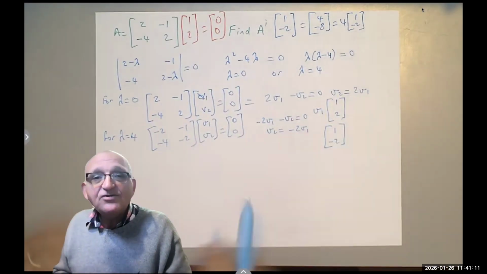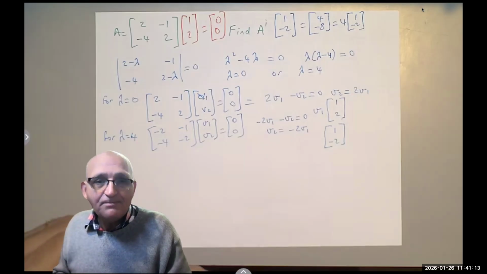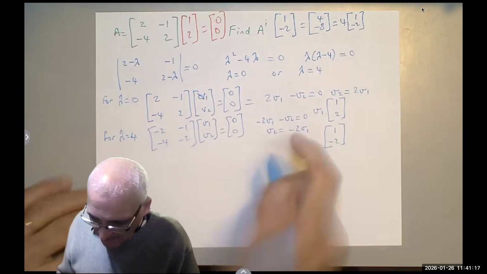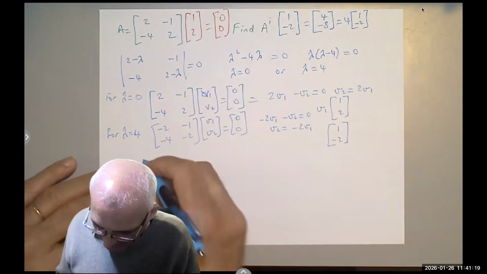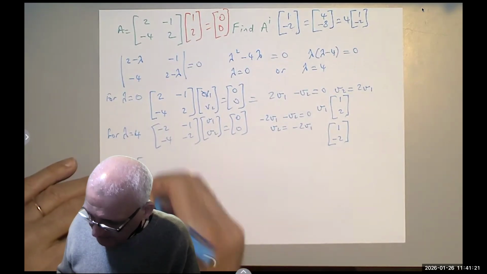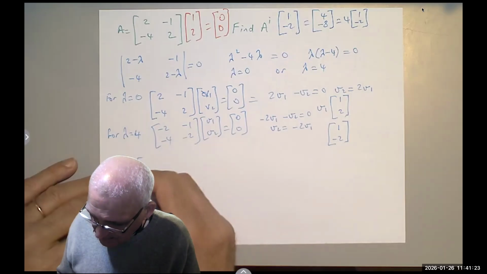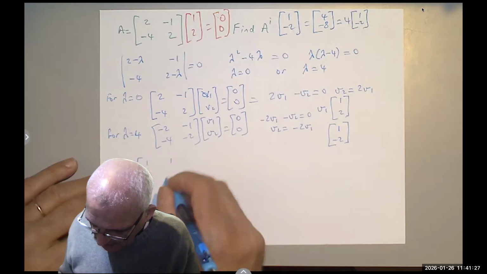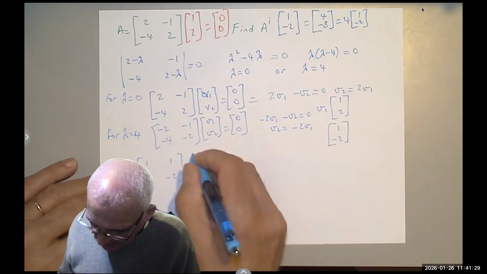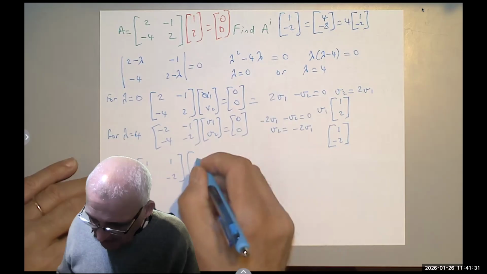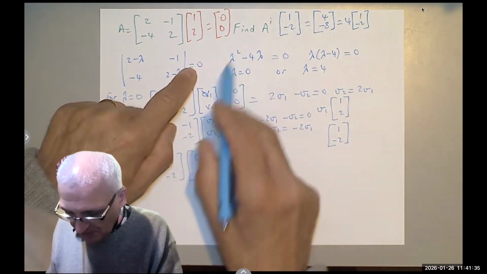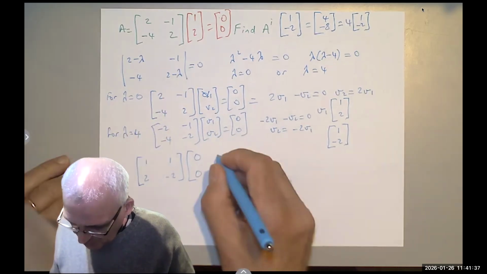Now, how do we raise this to the ith power? This matrix can be written as V1, V2, which is 1, 2, 1, -2, times 0, 0, right? Because lambda 1 was 0 and lambda 2 was 4.